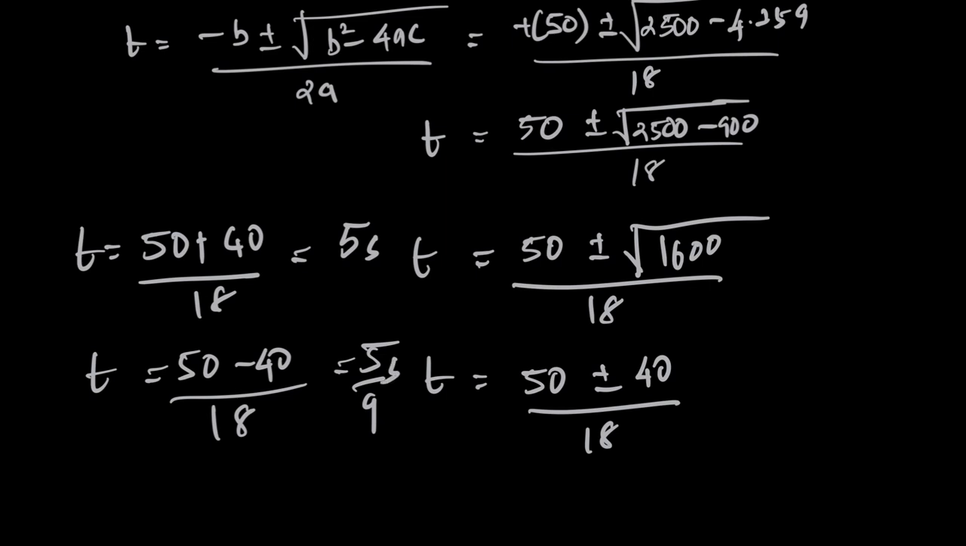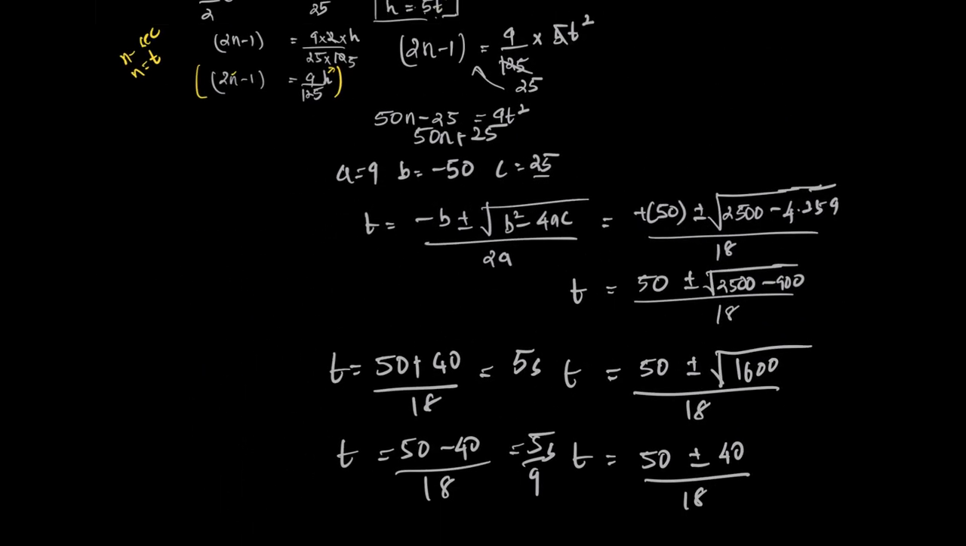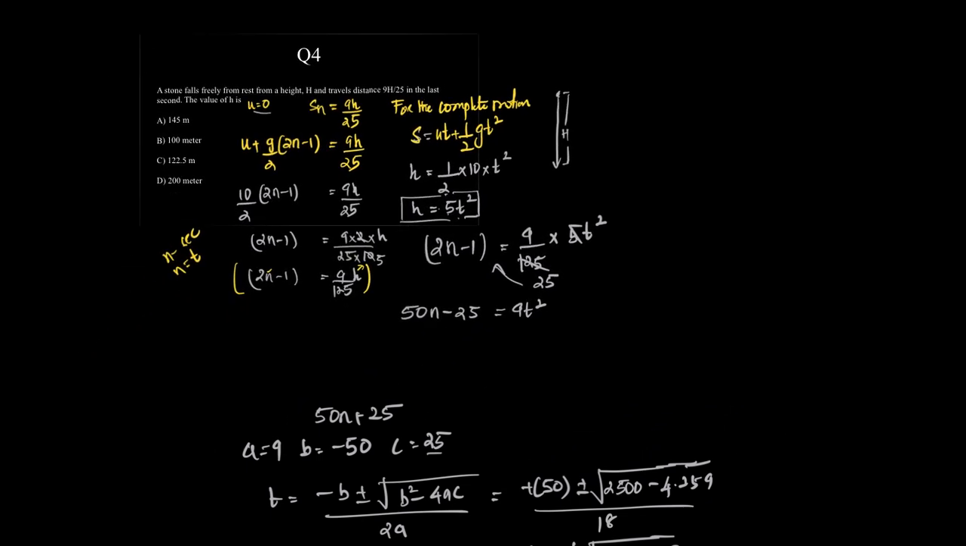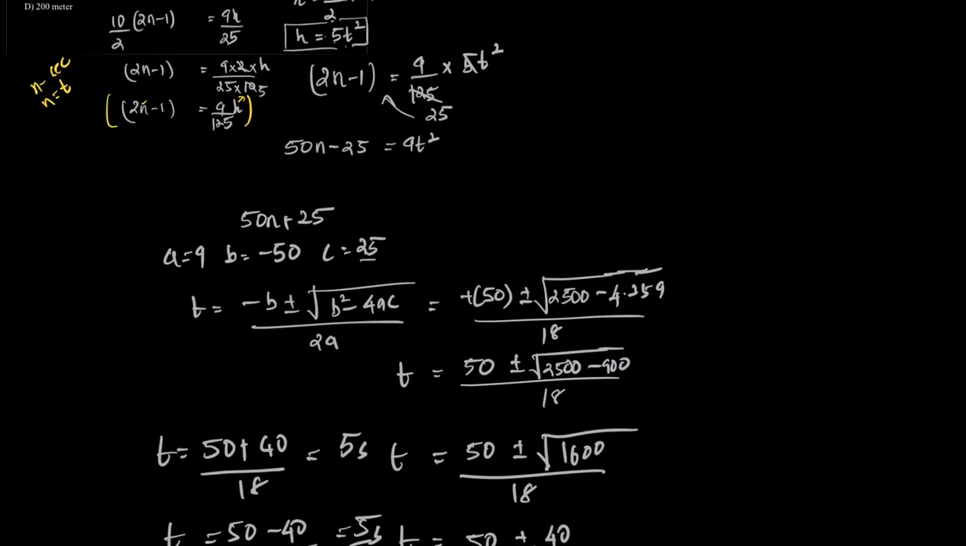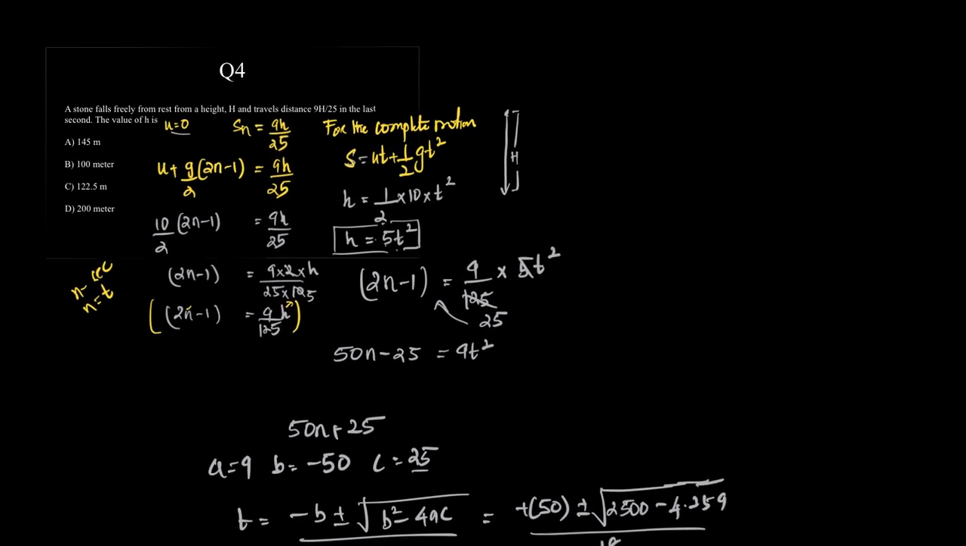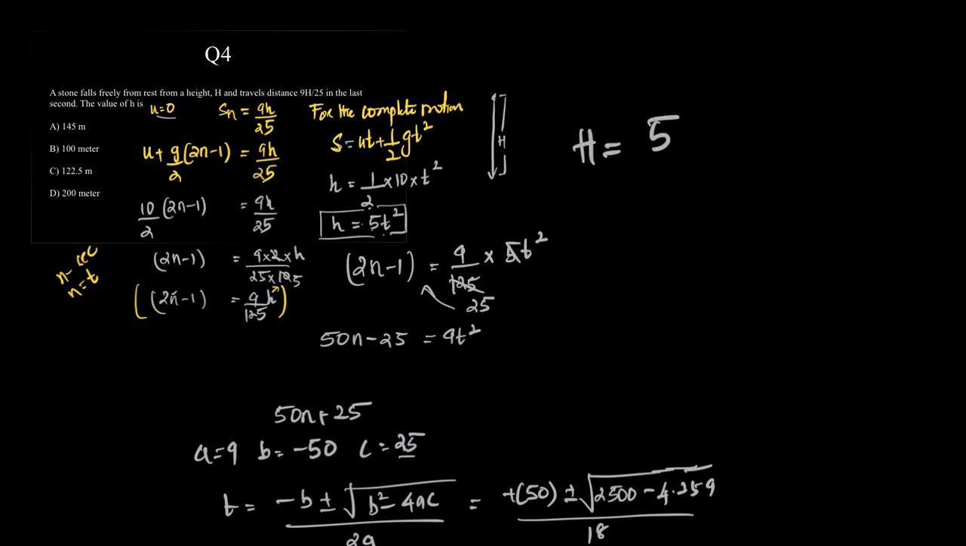Now, what is the question? Are we asked to find out the value of t? No, we've been asked to find out the value of h, right? So in order to find out the value of h, we need to come back to the equation. h is equal to 5 into t square, which means h is equal to 5 into the value of t. t is either 5 or 5 by 9. So let us first find out for 5. So we have 5 into 5 square, which is 5 cube, which is 125 meters, which makes the correct option as option C.